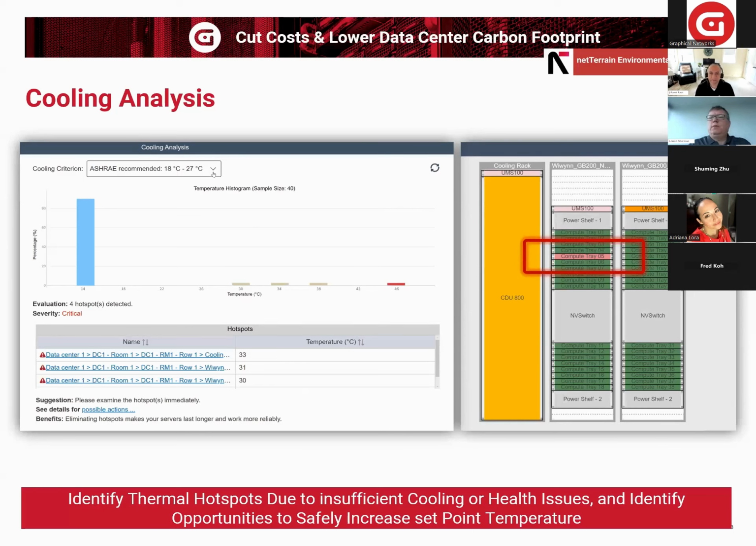Yeah. So, I had a question for you, Rami. Sorry to interrupt. Yeah, sure. Absolutely, Jason. The cooling criteria that you have up there, you have different criteria you can pick from. Are those different standards from different organizations or groups that you can compare to? Correct. I think there's 2 or 3 ASHRAE criteria. So the list is not long in that combo box.